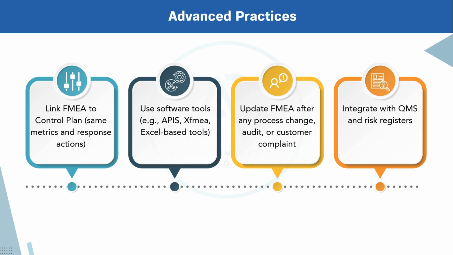Integrate with QMS and risk registers. The final best practice is to connect your FMEA with the organization's quality management system, QMS, and formal risk registers. This integration ensures visibility to leadership, alignment with compliance and governance, and the ability to track, audit, and report risks across the organization. Implementing these advanced practices transforms FMEA from just a reactive tool into a proactive, system-wide safety net.